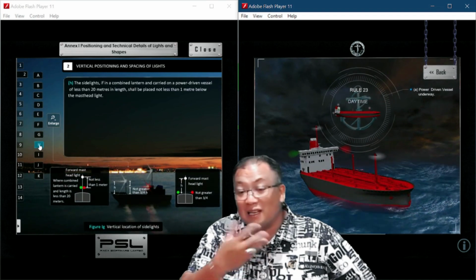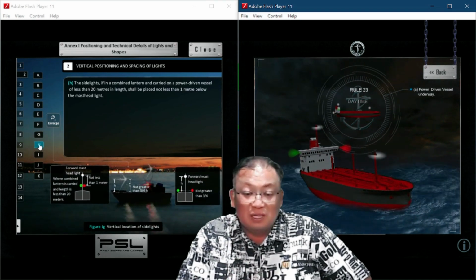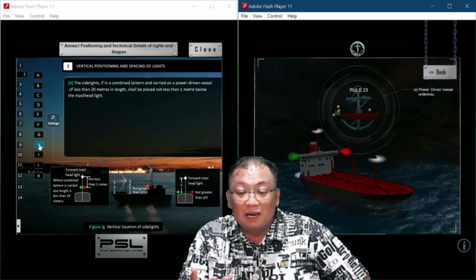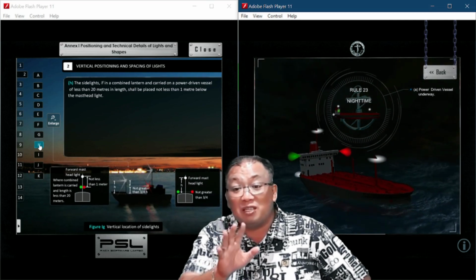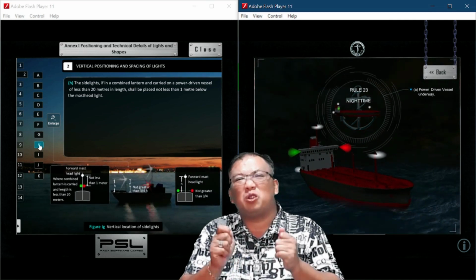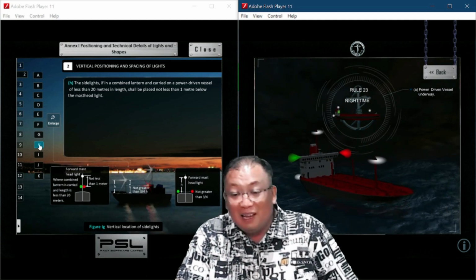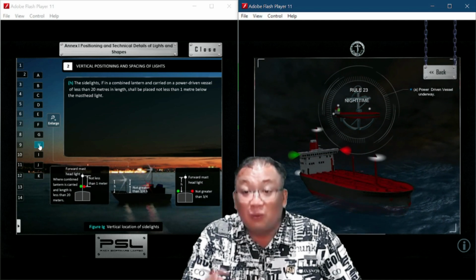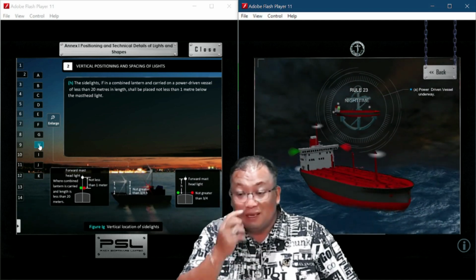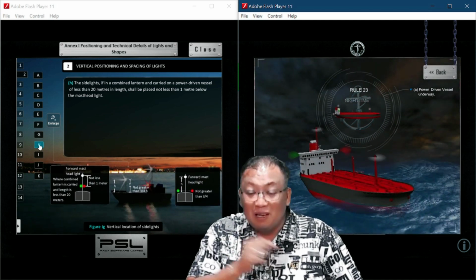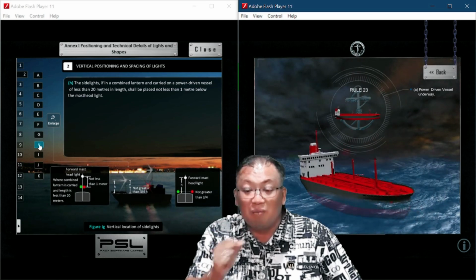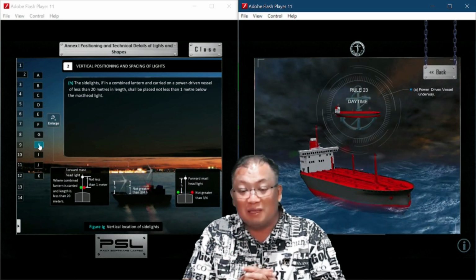It talks about side lights distance. Let's go to 2 Hotel. The side lights, if a combined lantern, it means smaller ship. Talking about combined lantern, they cannot afford to buy it separately. And carried on a power-driven vessel of less than 20 meters. Remember, 20 meters, if I'm not mistaken. Shall be placed not less than 1 meter below the masthead light.